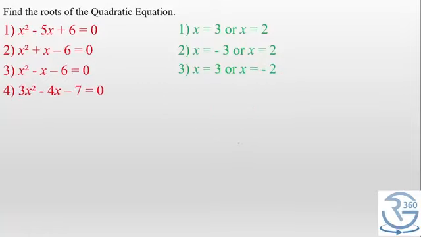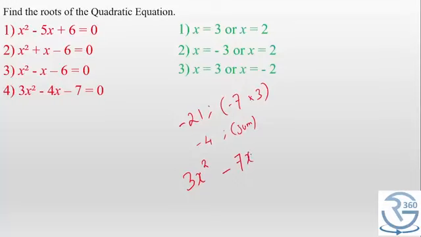3x square minus 4x minus 7 equal to 0. So the product is minus 21, which comes from minus 7 multiplied by 3, and the sum I want is minus 4. So 3x square minus 7x plus 3x minus 7 is equal to 0, because minus 7 plus 3 is minus 4. I'm going to take x common. So we'll have 3x minus 7, and from here I can take a plus 1 common. So it's 3x minus 7 is equal to 0.